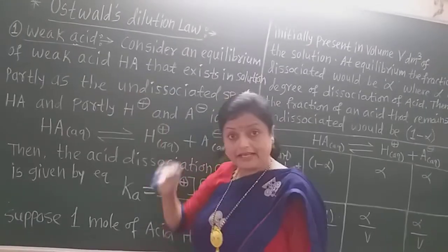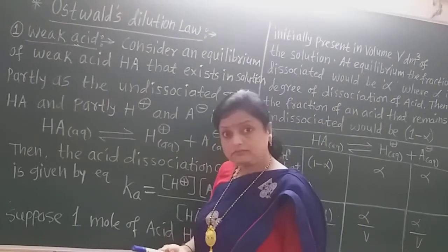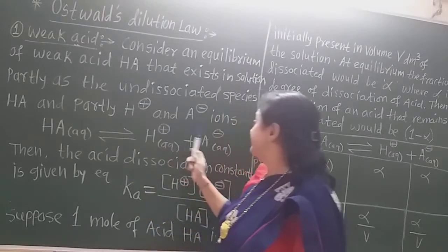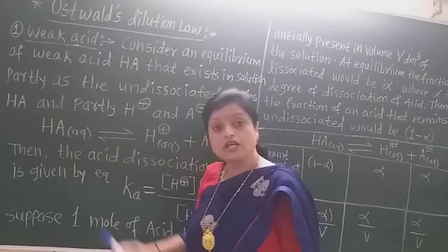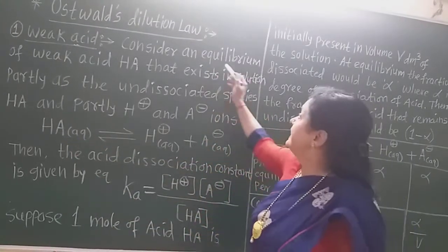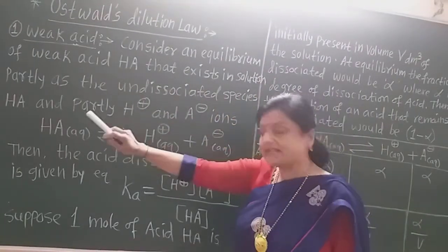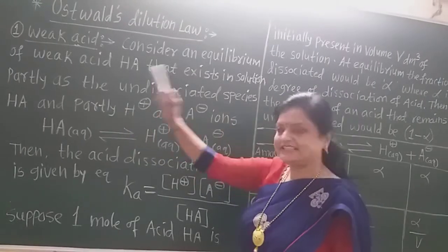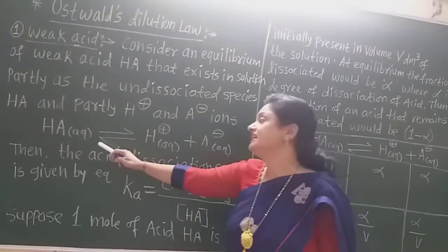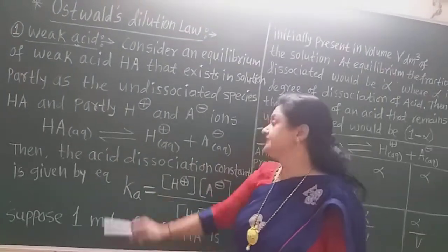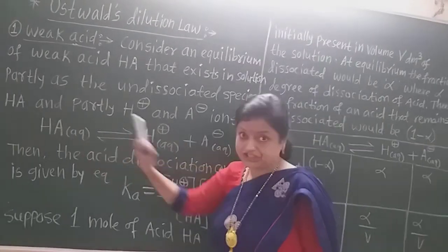So this HA, when dissociated in the aqueous solution, partly dissociates as H plus ion and A minus ion, and there are some undissociated molecules of HA also present. So in this way, this weak acid gets dissociated. There is the double-headed arrow between the reactant and product due to the weak acid HA.